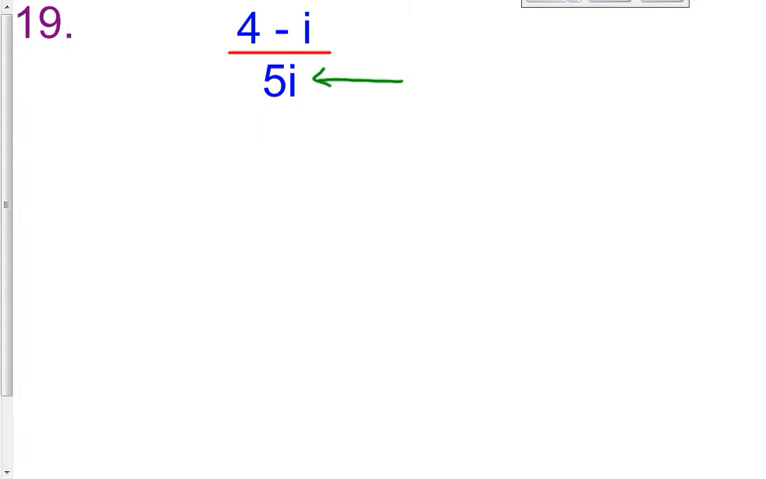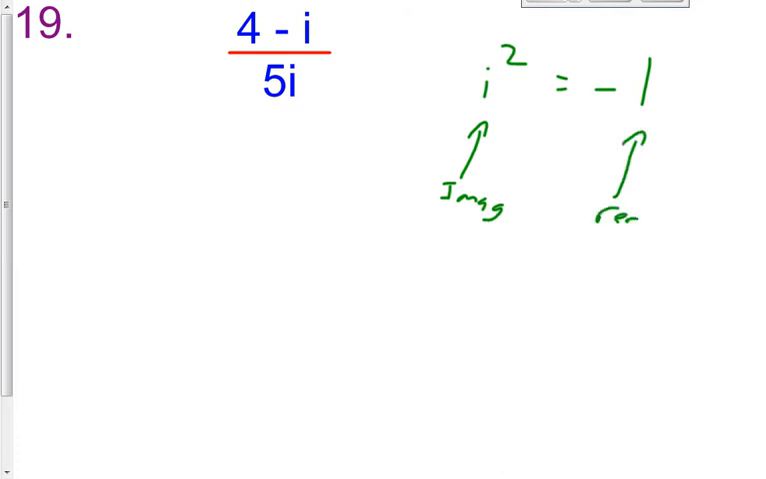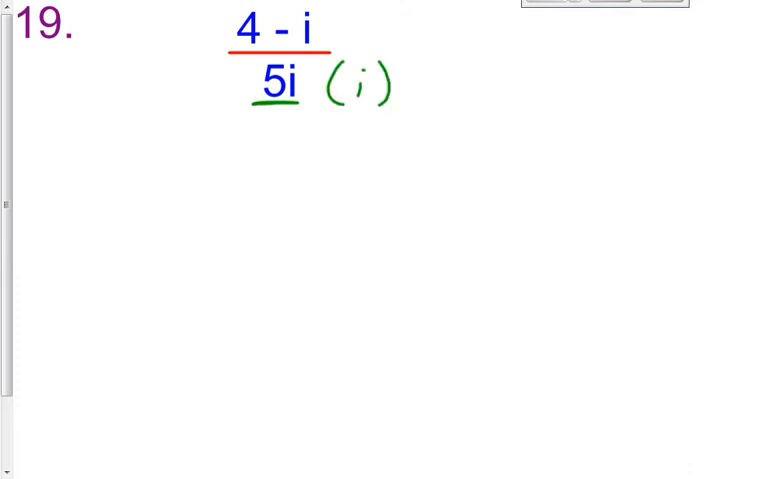So this i cannot be here. We have to get rid of this i. Now remember, how do we go from the imaginary world to the real world? We said that i squared equals -1. Here's imaginary, and here is real. As long as we can get an i squared, we can change that to a real number, -1. So if I want my denominator to be a real number, I need to get an i squared in the bottom. How do I get an i squared? I would multiply the bottom by i, because 5i times i is 5i squared.